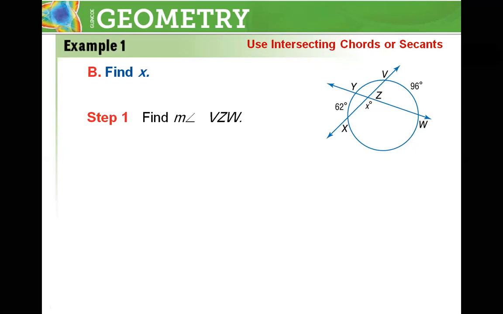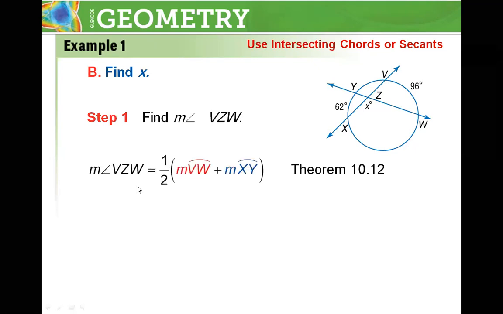Arc VW and arc YX. Excellent, Muhammad. So the measure of angle VZW equals half the sum of the measures of the two arcs VW and XY. This is from the theorem. Okay, after that, substitute, Muhammad.